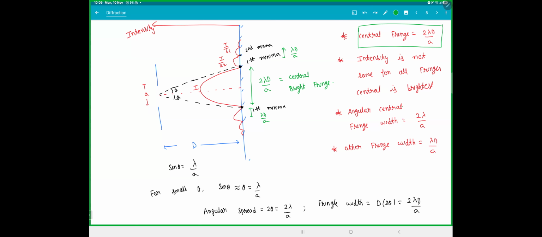So that is the main thing. The fringes are not of equal intensity and the fringes are not of the same width. And the central fringe is 2 lambda D by a. This is your third result. Clear with this?